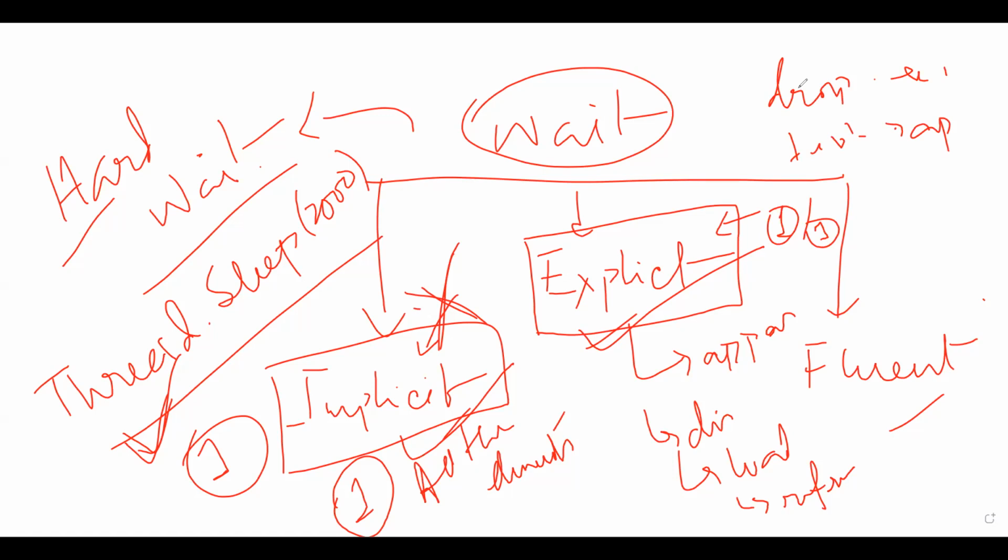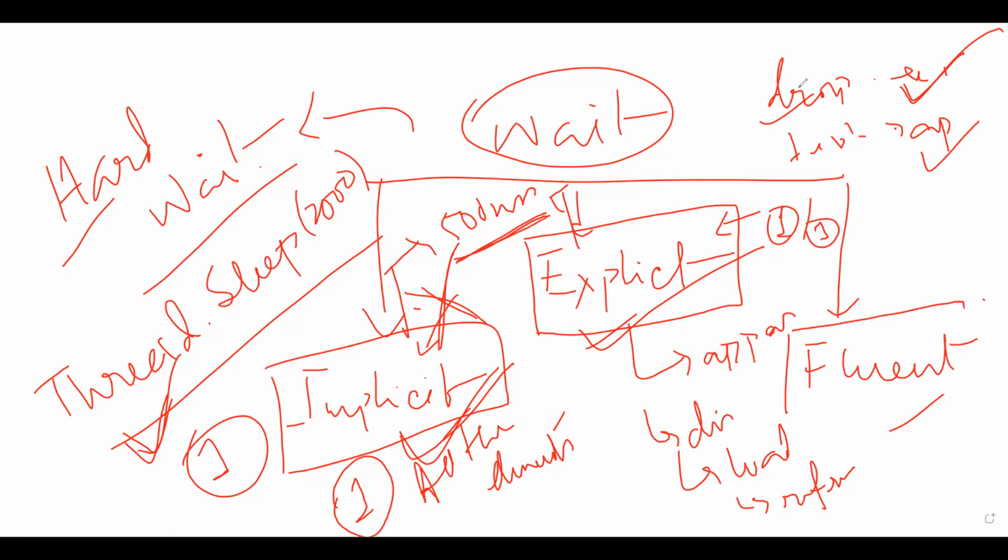But both of them have a polling frequency of 500 milliseconds. What is polling frequency? Internally, after every 500 milliseconds, it will go and check the DOM if the element is there, if the condition is satisfied or not. When satisfied, it will stop the wait. For that element we have given some condition, like the element to appear in the DOM, and it will check after every 500 milliseconds.